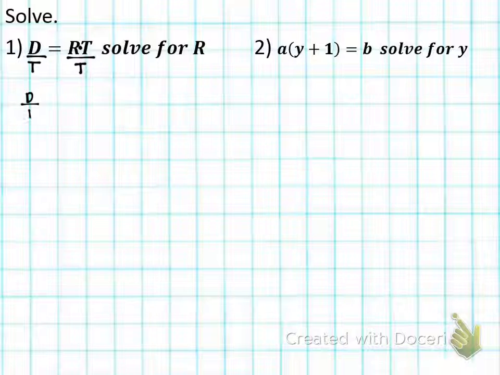So we have distance over time is equal to the rate, right? Now we have r by itself. We solved for r. It's isolated. Now, remember yesterday, what was the property where we flipped the sides? What was that property called again? Symmetric property, right? Good. So we're going to put r is equal to distance over time. We've just solved for r, which is rate.